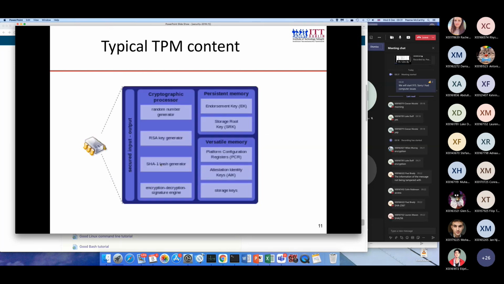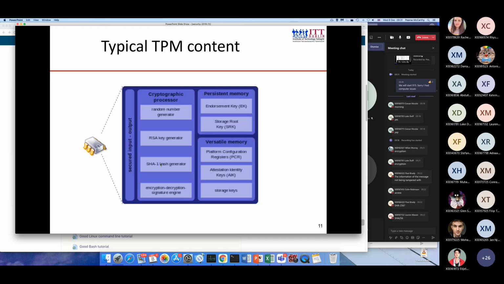I'm not going to ask you what these are, because it's not fair on the people who didn't. So you won't see these. I won't ask you what a TPM content is in an exam. I might ask you what a TPM is, but I won't ask you to reproduce something like this because it's not fair on the people.